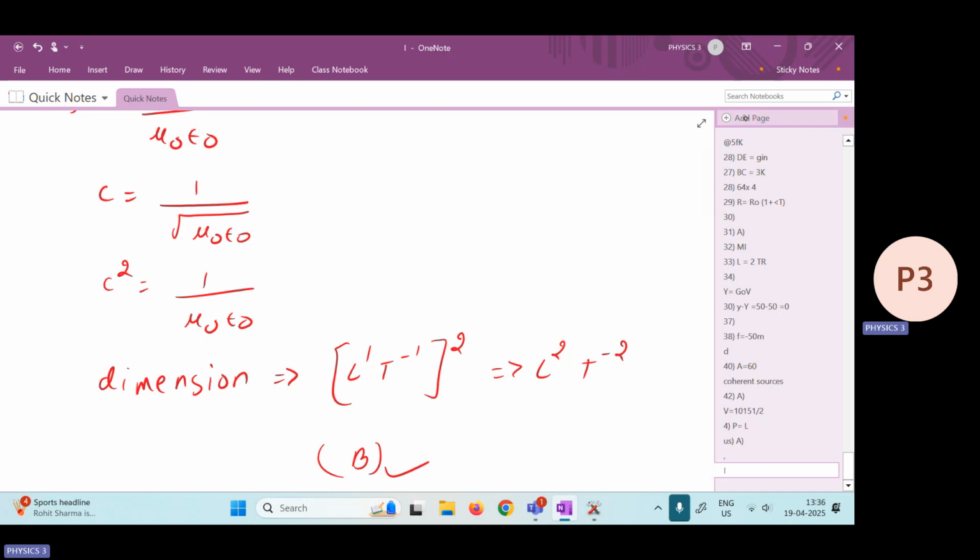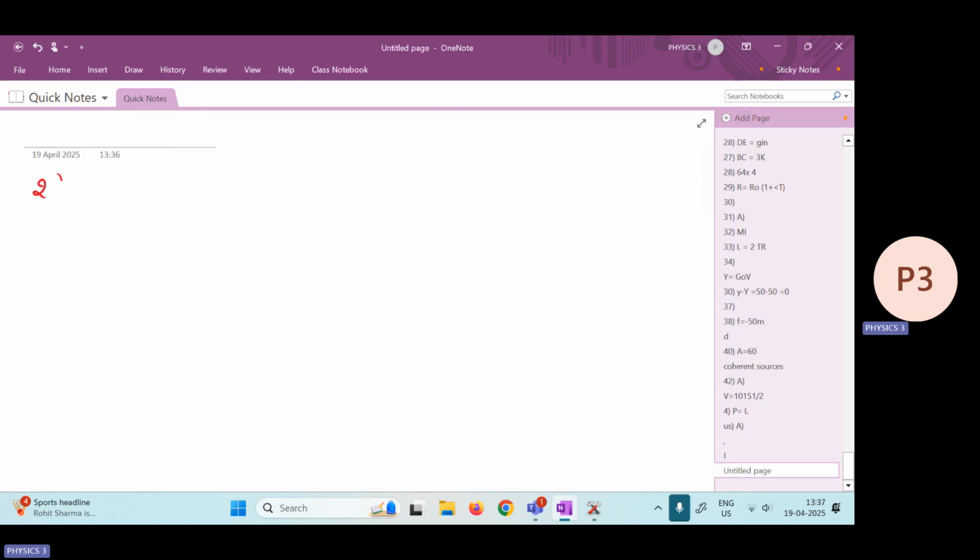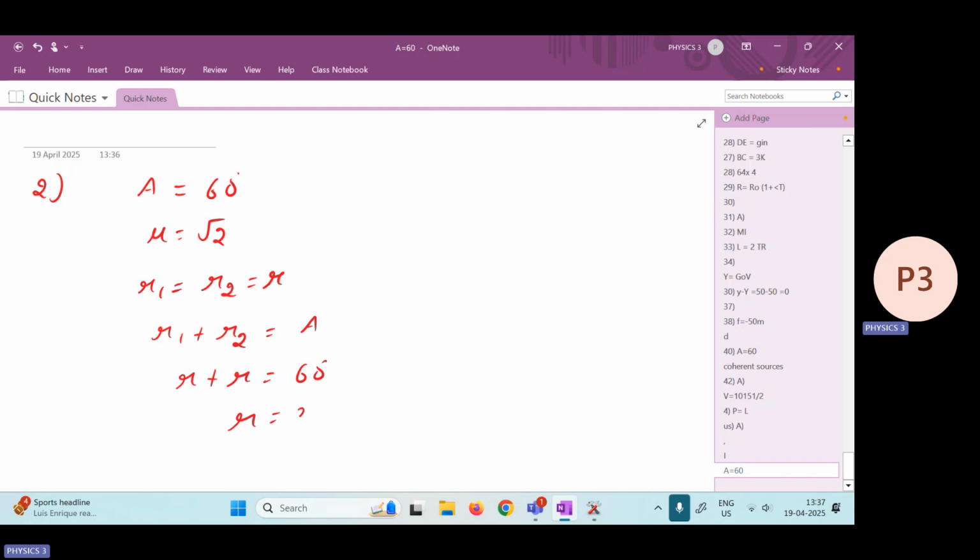The second question. In the second question, we are given an equilateral prism made of a material of refractive index root 2. As it is an equilateral prism, A will be 60 degrees. We have to find the angle of incidence for minimum deviation of the light. We know that for minimum deviation, R1 will be equal to R2. Let's say it is R. And we know that R1 plus R2 is equal to A. So R plus R will be equal to 60, and R comes out to be 30 degrees.